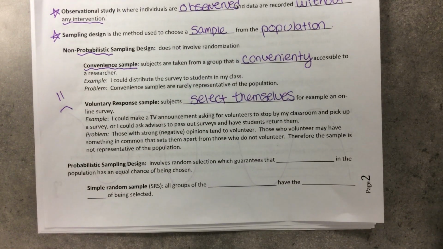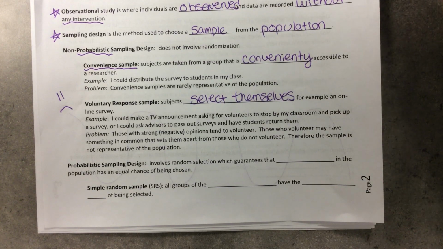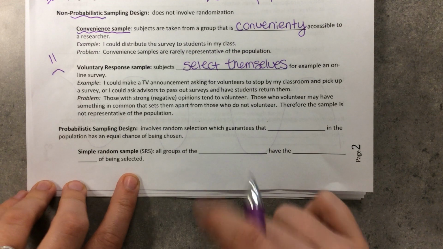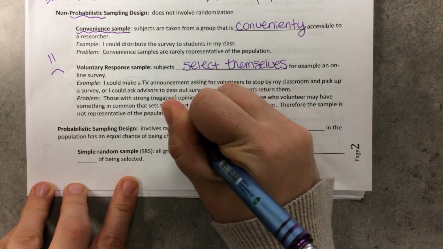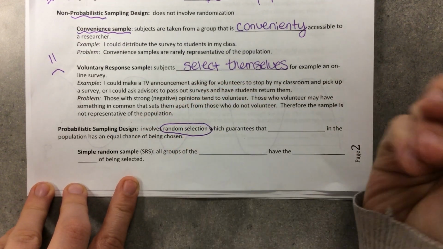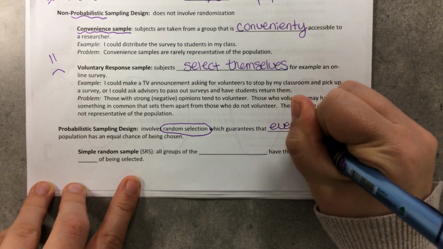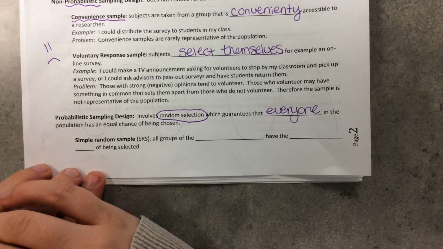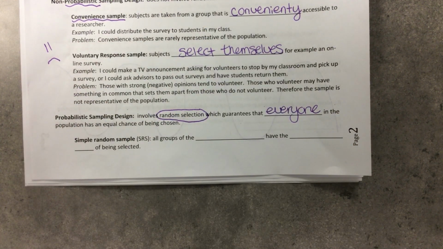You're not going to get a very good snapshot of what the entire population looks like if this is how you choose your samples. However, there are some probabilistic sampling designs. Those involve random selection, and that's the key word. You randomly select, and that guarantees that everyone in the population has an equal chance of being chosen. There's a couple different ways to do this, and depending on the situation, you might choose one way or the other. The first is called simple random sampling.